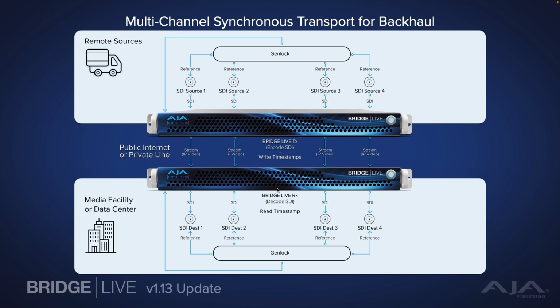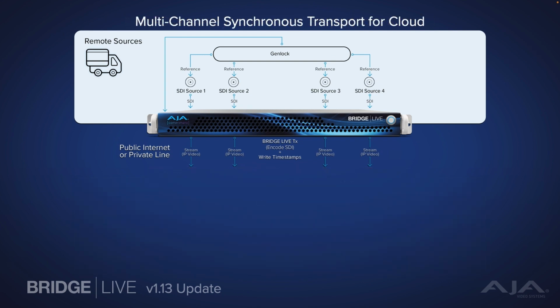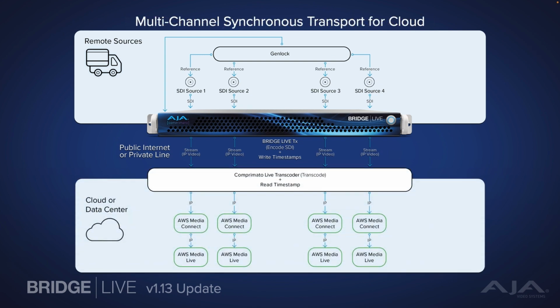Besides that, all you have to do is make sure that all the encoding parameters and decoding parameters are identical. This Bridge Live synchronous multi-channel capability is also supported for cloud contributions, whereby a Bridge Live system can send to a cloud instance of Comprimato Live Transcoder software for delivery to various platforms and cloud services as IP video.